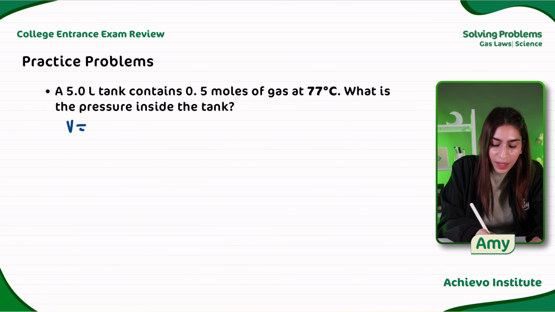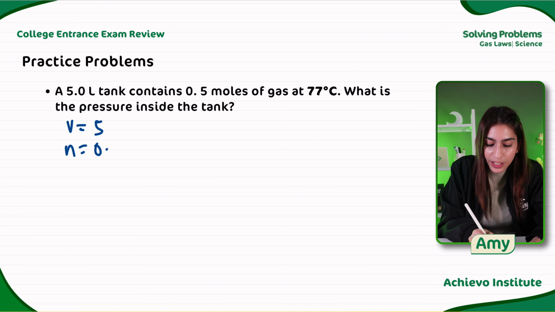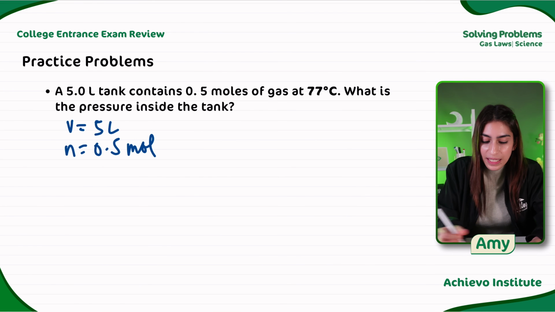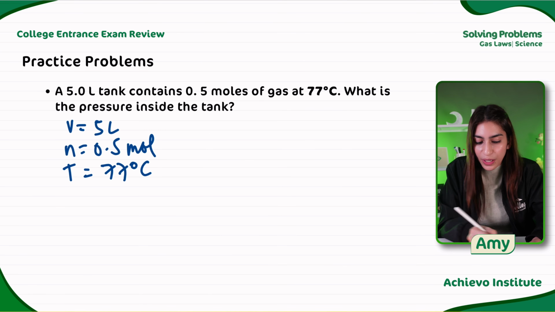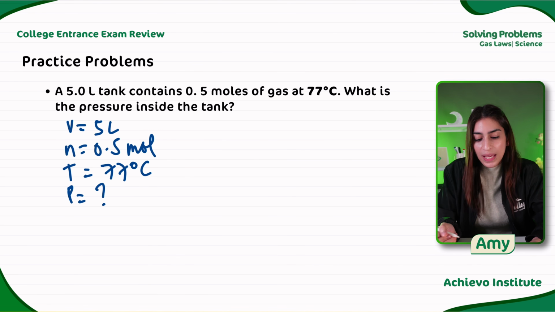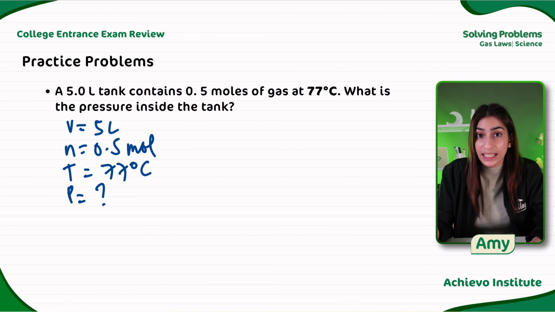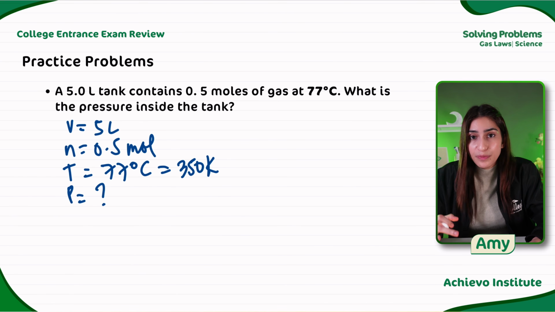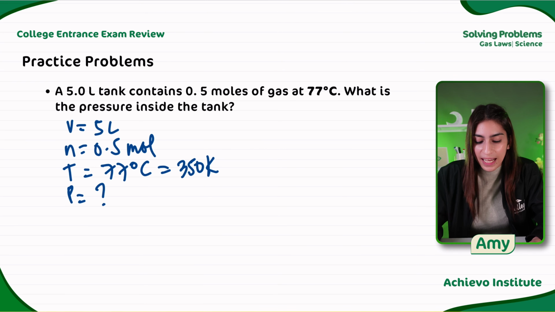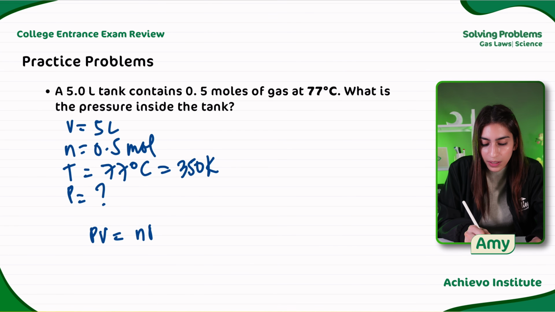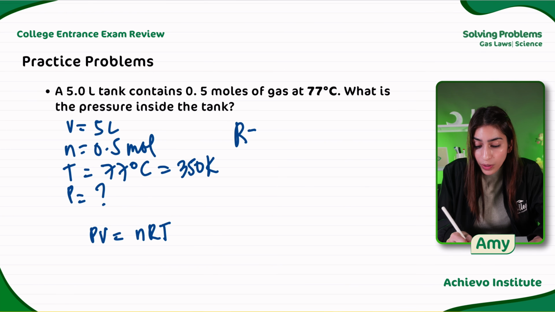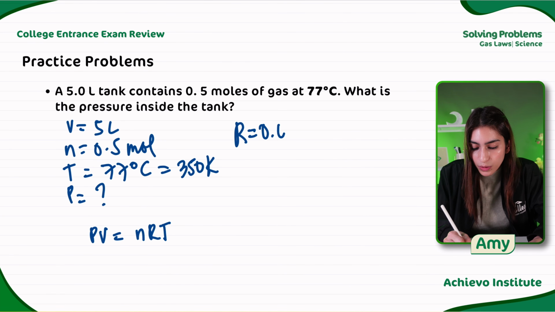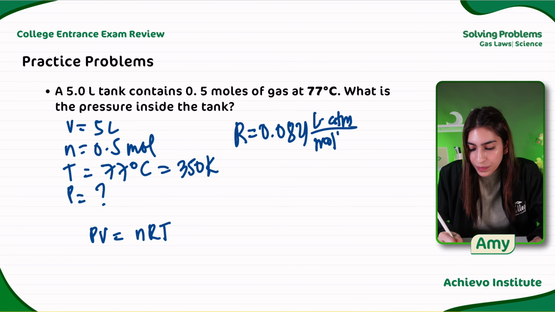Sabi dito, a 5-liter tank contains 0.5 moles at 77 degrees Celsius. What is the pressure inside the tank? So we're looking for pressure. As we have said earlier, dapat yung temperature natin naka-Kelvin. So let's convert Celsius to Kelvin. 77 degrees Celsius is just 350 Kelvin. For this problem, we will be using the ideal gas law, which is PV equals nRT. Remember that our R, ideal gas constant, is equal to 0.0821 liter times atmosphere over mole times Kelvin.